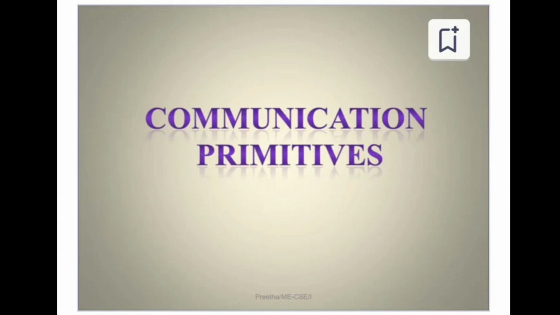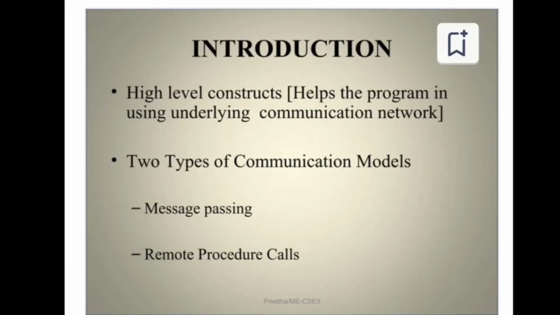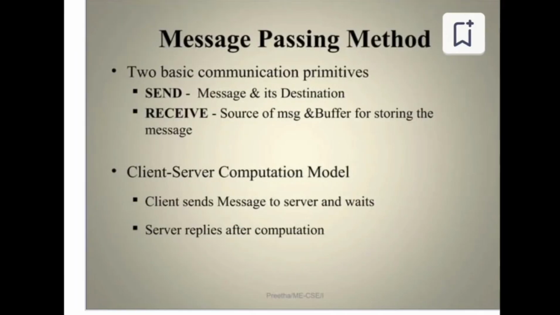Let's talk today about communication primitives. Introduction: high-level constructs help the program in using the underlying communication network. There are two types of communication models: message passing and remote procedure calls. Message passing method: two basic communication primitives. Send takes the message and its destination. Receive takes the source of the message and a buffer for storing the message.